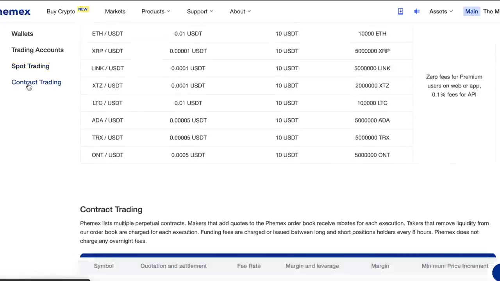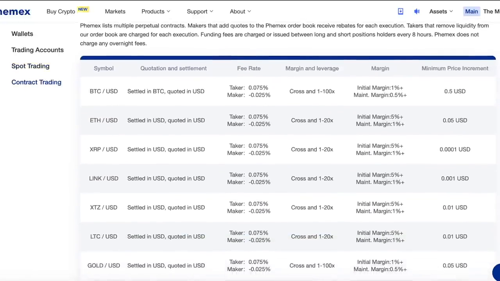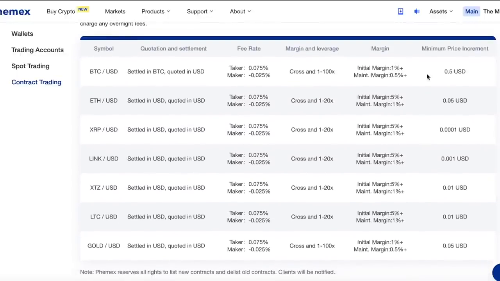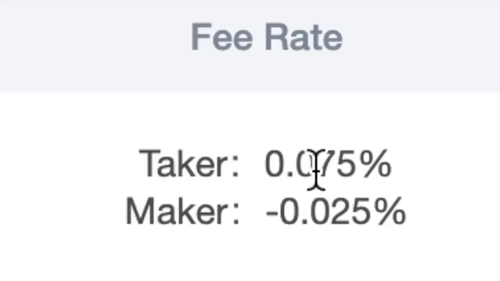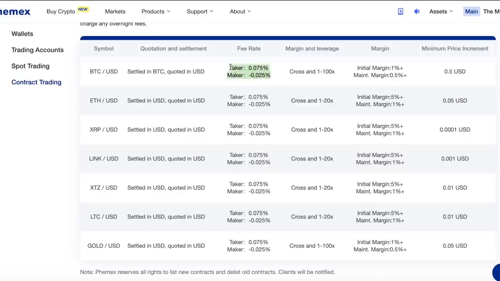Let's go to contract trading. Here we can see all of the fees for leverage trading. So here you have Bitcoin against US dollar, settled in Bitcoin, quoted in US dollar. The taker fee is 0.075% and the maker fee is negative 0.025%. This is exactly what the competitors have. Bybit has the exact same, Phemex has the exact same. Most derivatives exchanges in crypto have this exact fee structure.